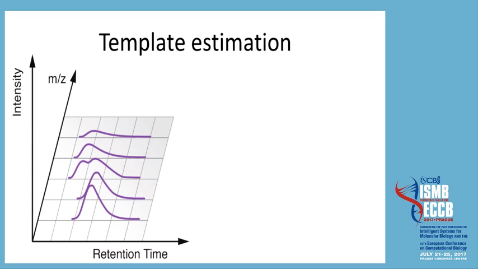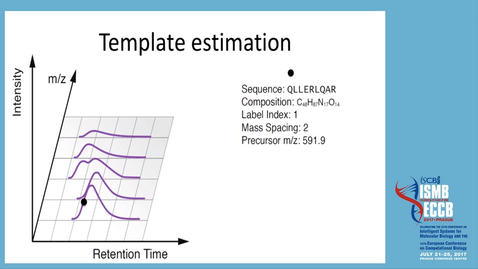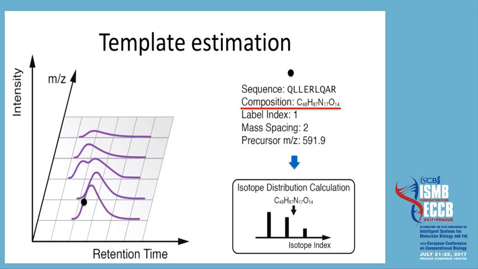Assume the identification is given for this black dot in label 1 XIC. Actually, in practice, the ID can be assigned to label 1 or label 2, any label. So the ID gives this much information, and from the composite information, the isotope distribution is estimated using an efficient approximation algorithm.